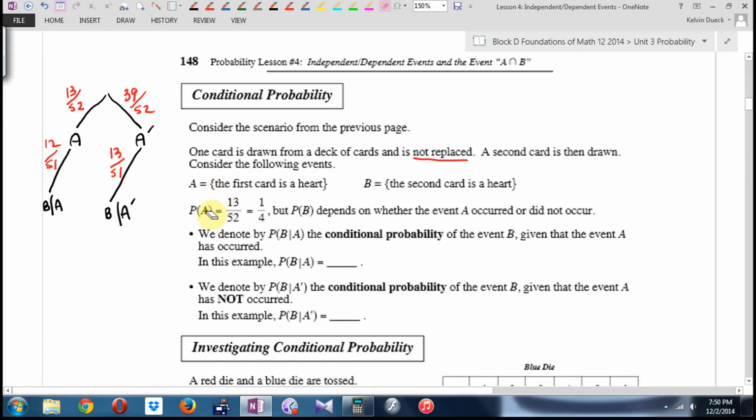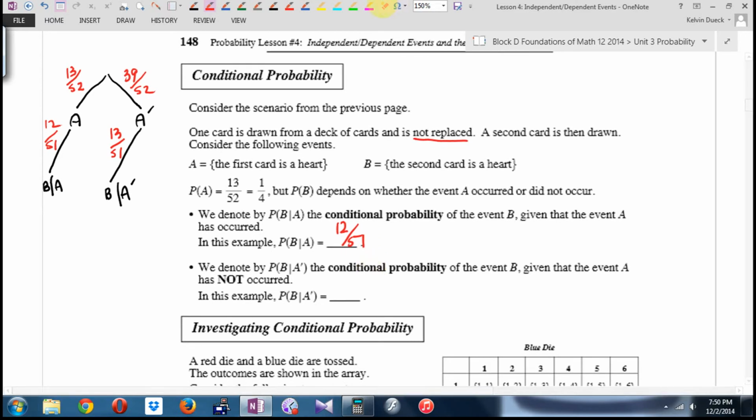Now let's read along here. It says the probability of A is 13 out of 52, or 1/4. B depends on whether or not the event A occurred. We denote the probability of B given A as the conditional probability of the event B given that A occurred. In this example, the probability of getting a second heart, if you know that the first card was a heart, is 12 left out of 51.